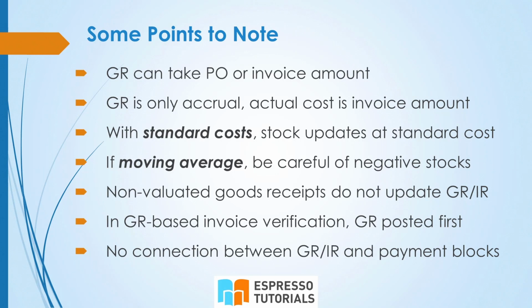Finally, just to reiterate, there's no connection between payment blocks and what's on the GRIR account. Removing a payment block does not make a posting to the GRIR account and will not clear any outstanding balance on its own. You can have a line item which has a balance on the GRIR account but is not blocked for payment on the supplier account, and you can have an item which is blocked for payment on the supplier account but has no balance on the GRIR account. We'll go into this a bit more later.